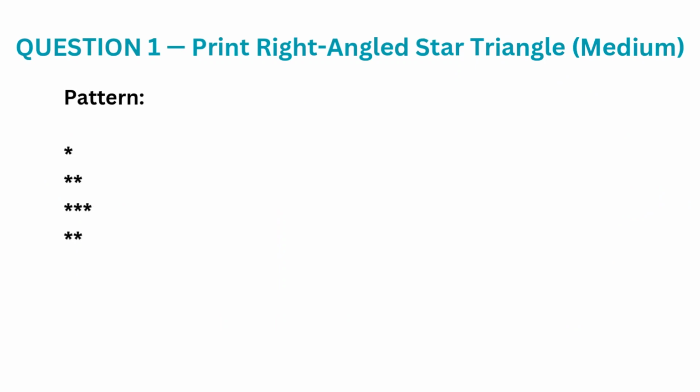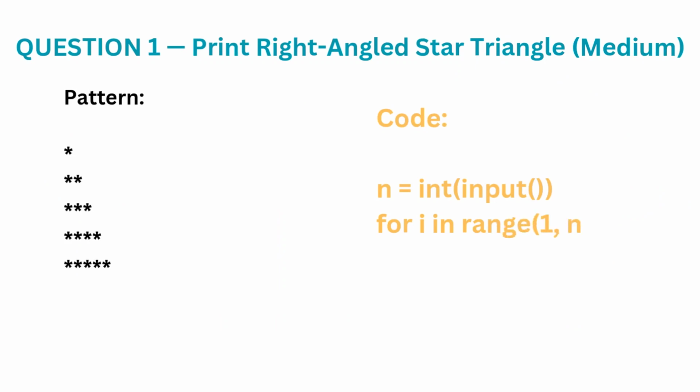Let's discuss. Question number 1 is print right angle star triangle. For solving this problem, we have to use i to control the number of stars per row, and star multiplied by i prints the required number of stars. So the code will be n equal to int input, that means the number should be inputted, and the loop will be for i in range 1 to n plus 1, print star multiplied with i.